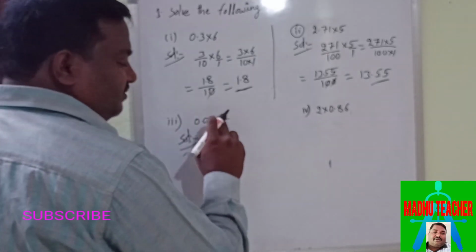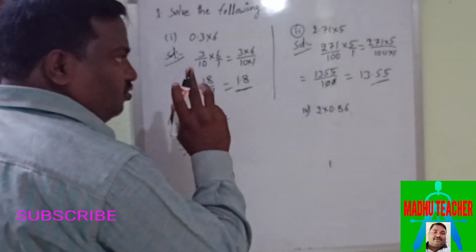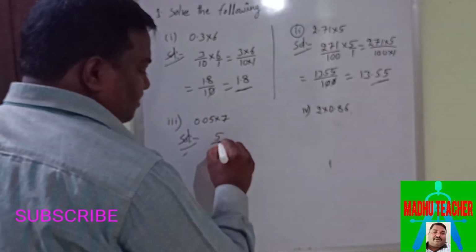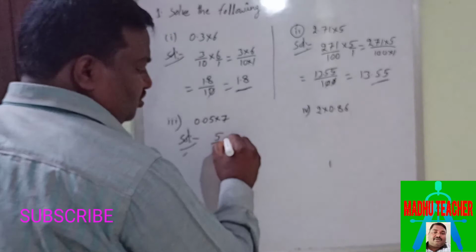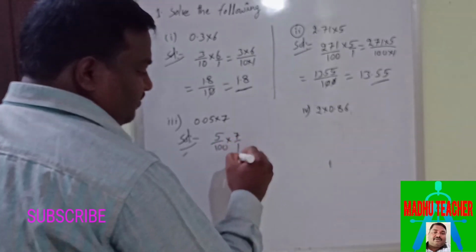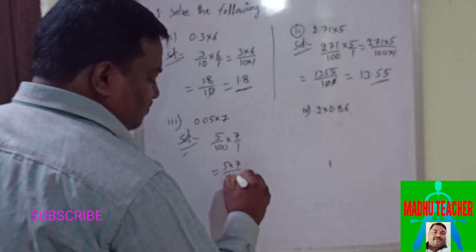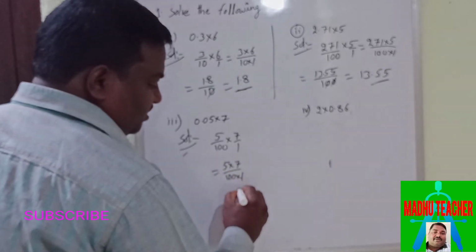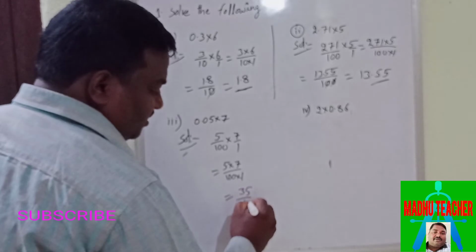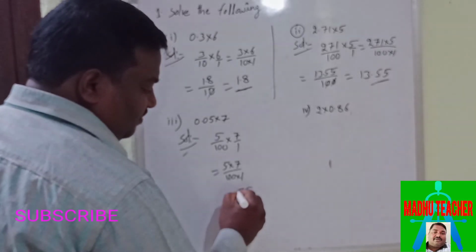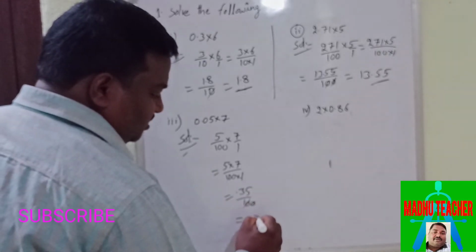Next one is 0.05 into 7. After decimal point we have 2 digits. So 5 by 100 into 7 by 1. 5 into 7 by 100 into 1. 5 sevens are 35 by 100. 2 zeros cancel, put point before 2 digits, that is 0.35.